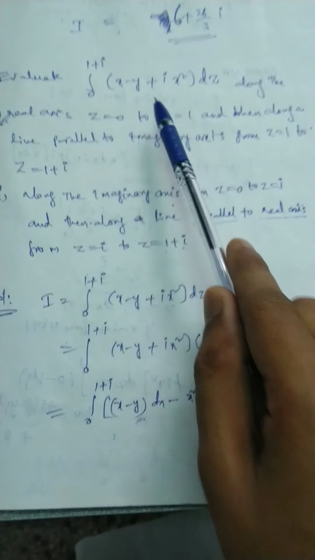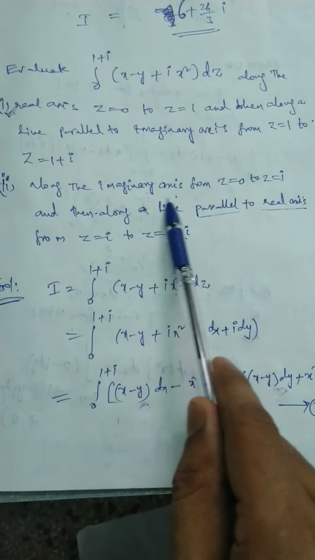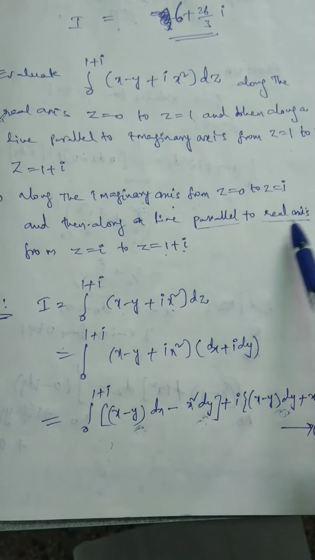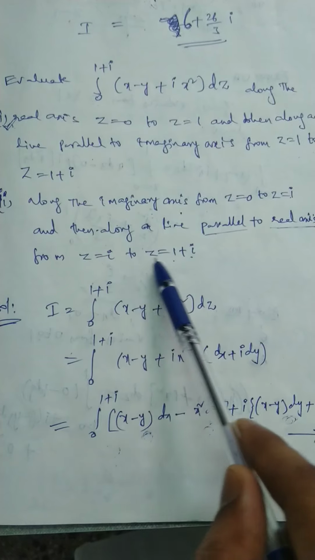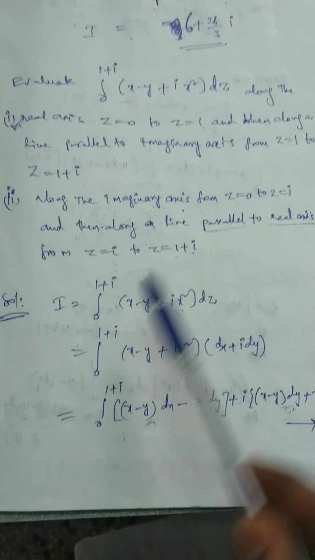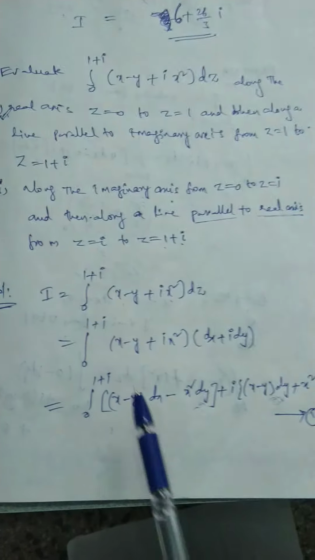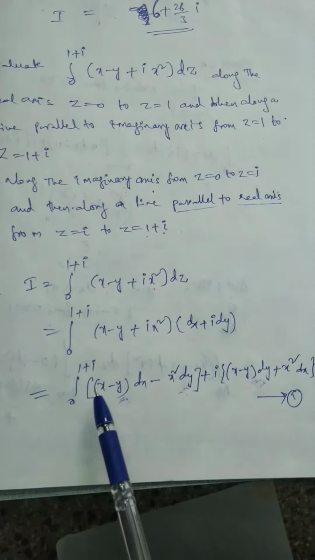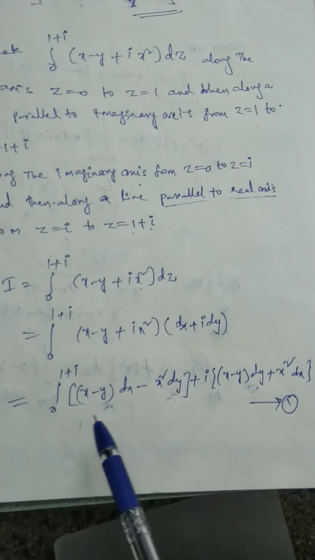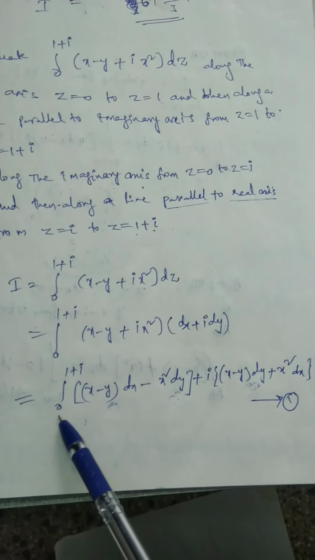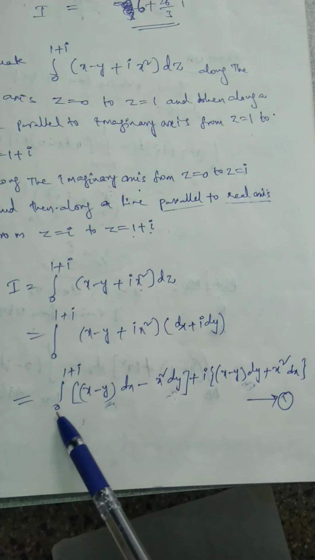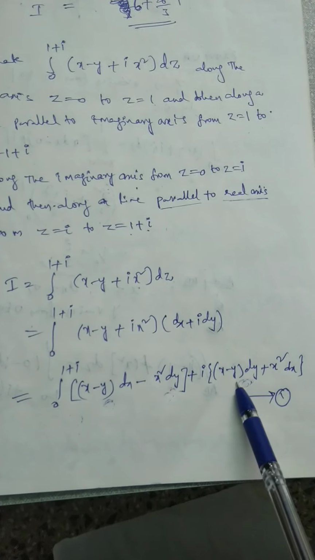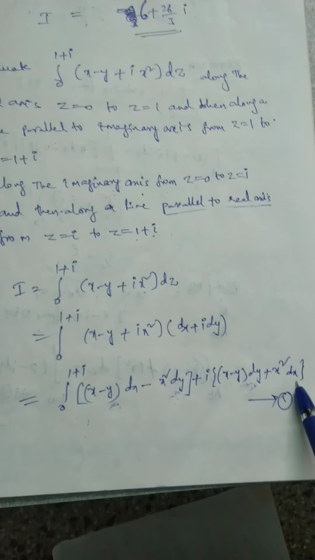And the same integral has to be evaluated along the imaginary axis from z equal to 0 to z equal to i, and then along a line parallel to the real axis from z equal to i to z equal to 1 plus i. So for evaluation of this first part, we should simplify our integral f of z dz by writing dz equals dx plus i dy. So you can see that the simplification will be written as the integral from 0 to 1 plus i of (x minus y) times dx minus x square dy, plus i times (x minus y) dy plus x square dx.